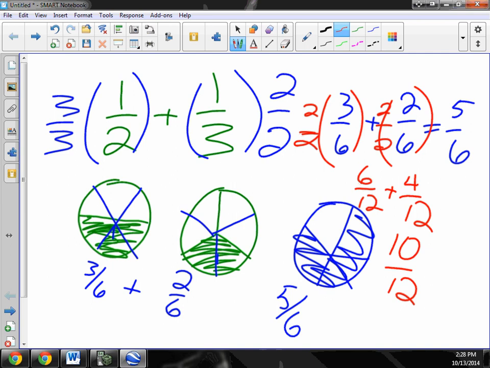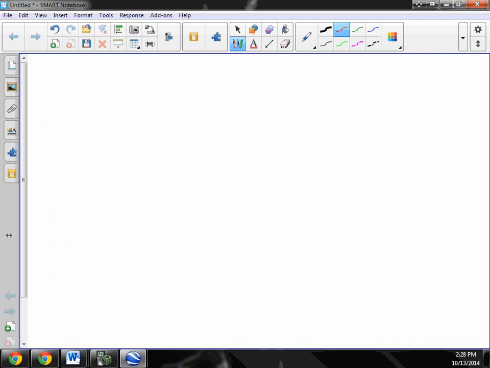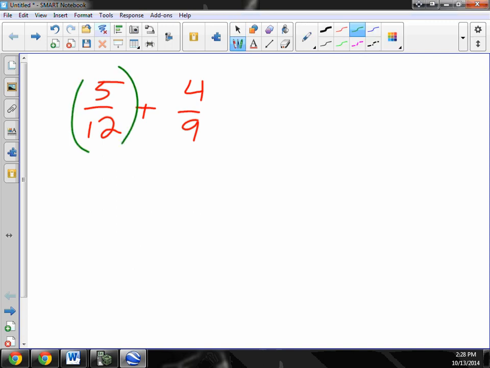Okay? So let's look at one that's a little more complicated. Let's do 5/12 plus 4/9. Here's one way to get a common denominator. I'm just going to times this one by 9 over 9, and I'm going to times this one by 12 over 12. Would that work? Is it a good idea? Definitely not. Okay, what is the common denominator going to be? Well, 108 would work, but that's not the one we want.